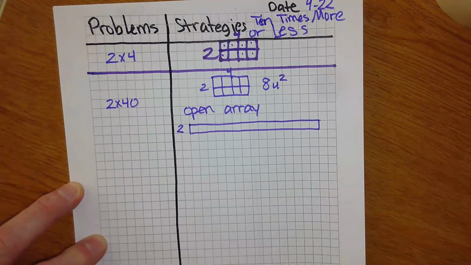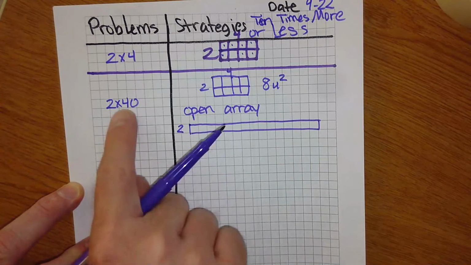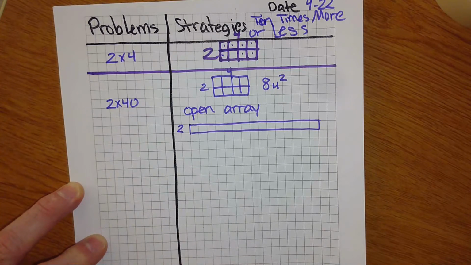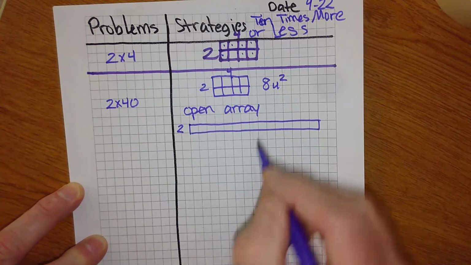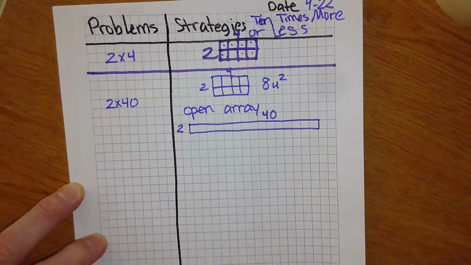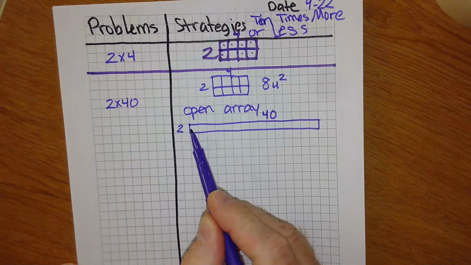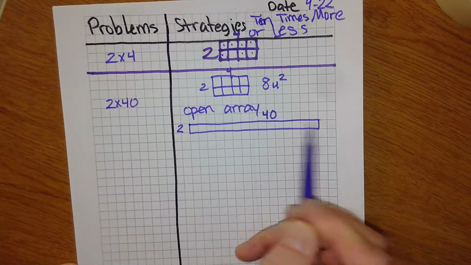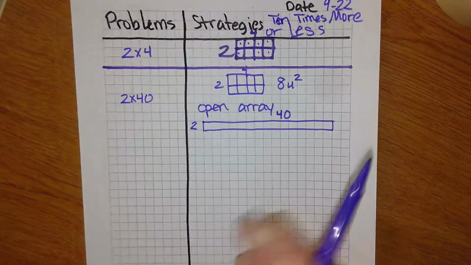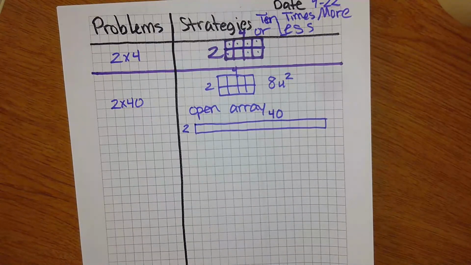How many columns would this take up about? If I did this problem, how many columns would I have? 2 rows of what? 40. So I put a 40 up here. Now I don't draw any rows or any columns. I don't draw my 2 rows. If I did, they'd be really small. And I don't have 40 squares going across. This is an open array. It's an array using a rectangle for length and width, but it doesn't show the columns or the rows. We don't draw them in.